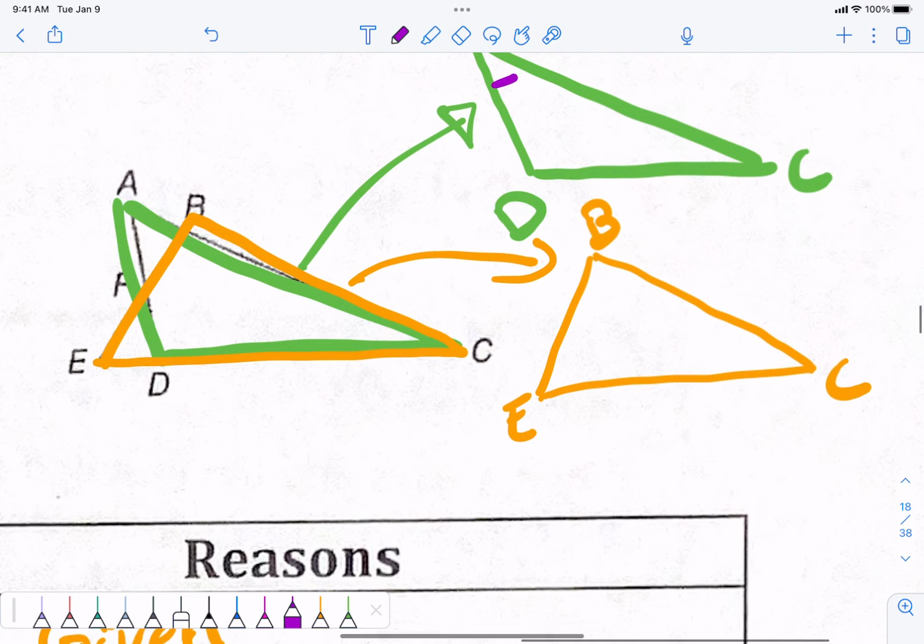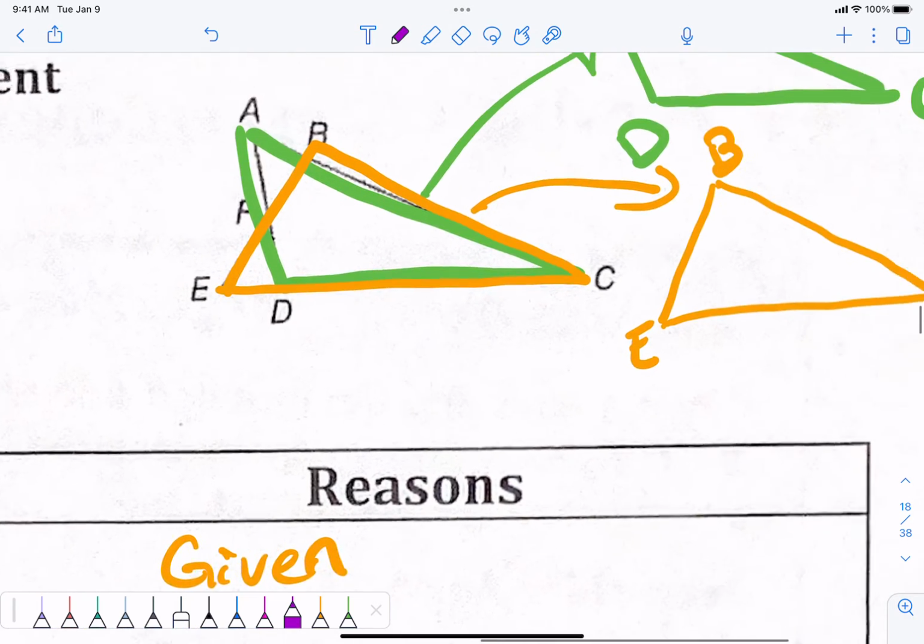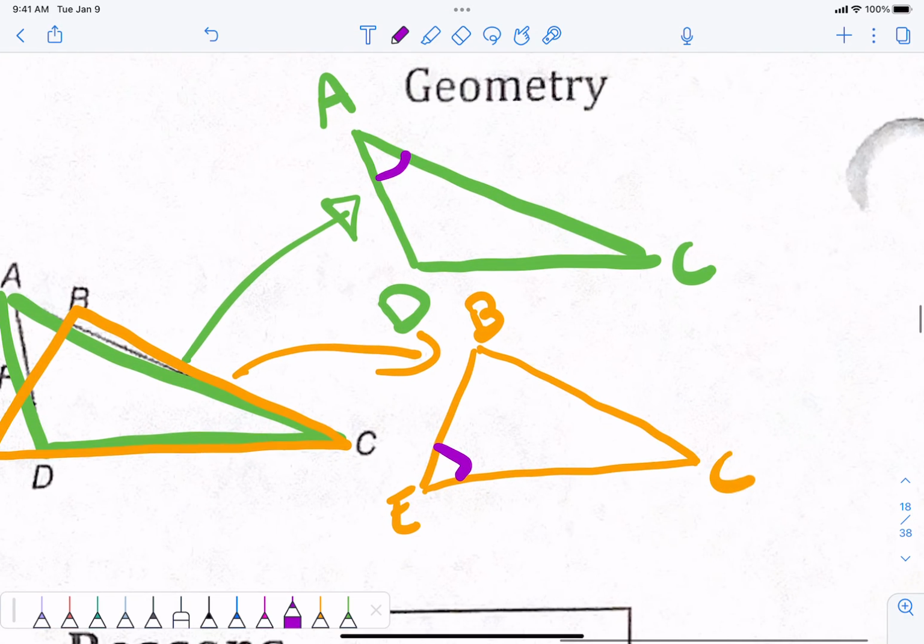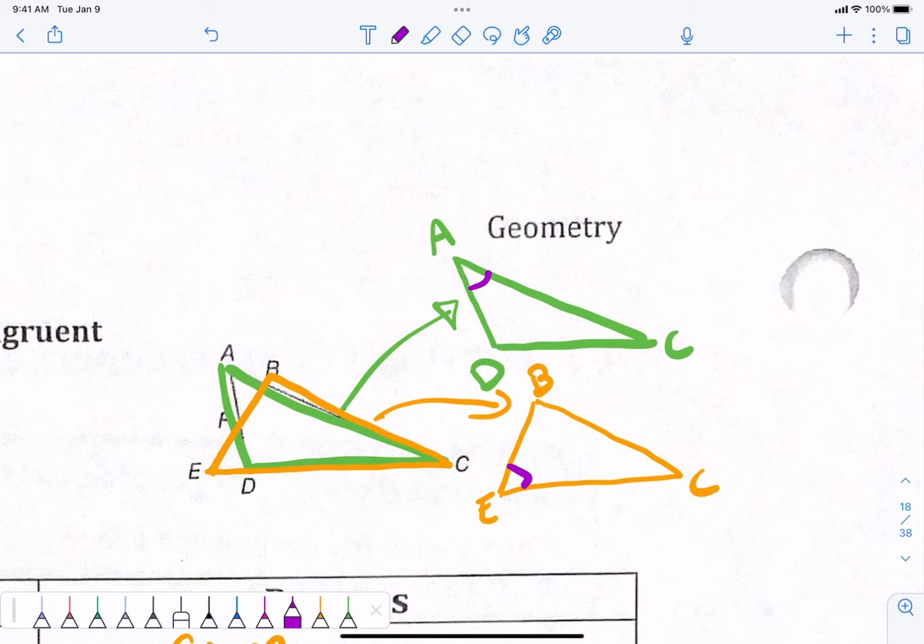DAC is this top angle right here, and BEC is this bottom angle right here. So we have those two matching up. Okay, now this is what I don't understand. This is what I don't understand.